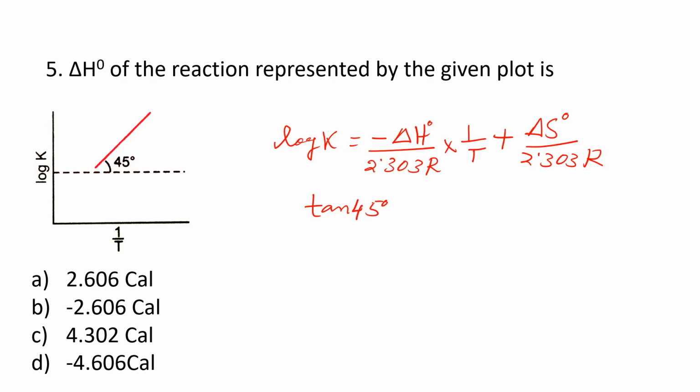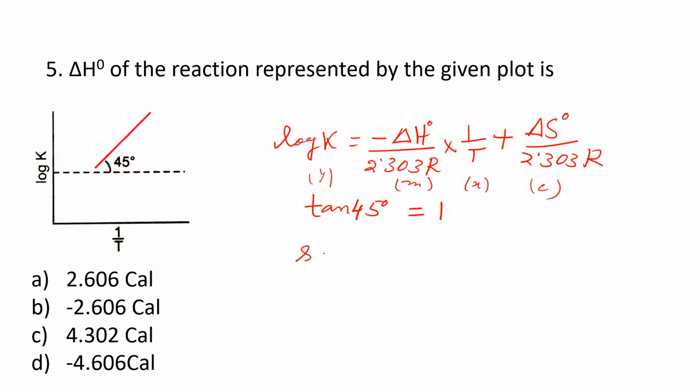The angle is 45 degrees. Slope will be tan, dy by dx. So tan 45 degree will be equal to 1. And here, this is the plot of y equal to mx plus c: this is y, this is m, this is x, this is c. Y is equal to mx plus c, and the slope is this one. The slope is 1.